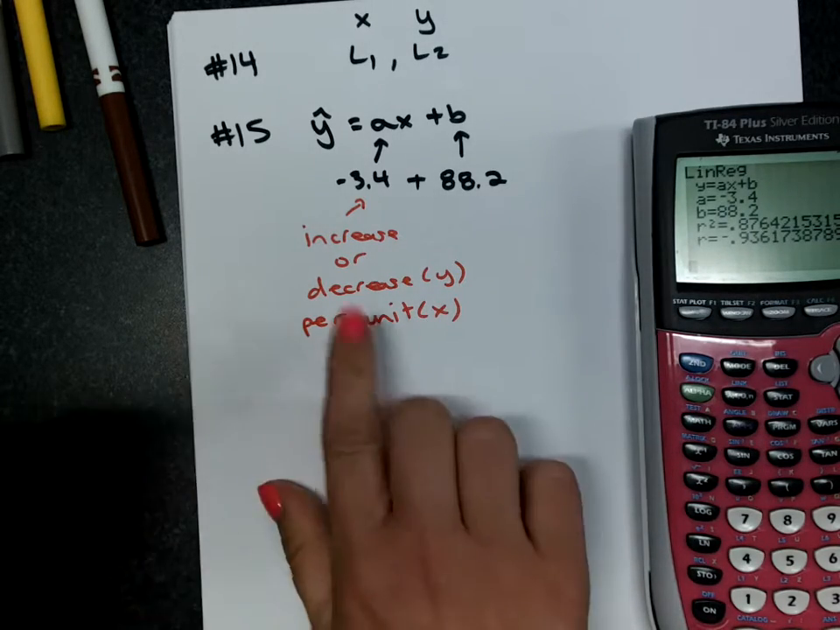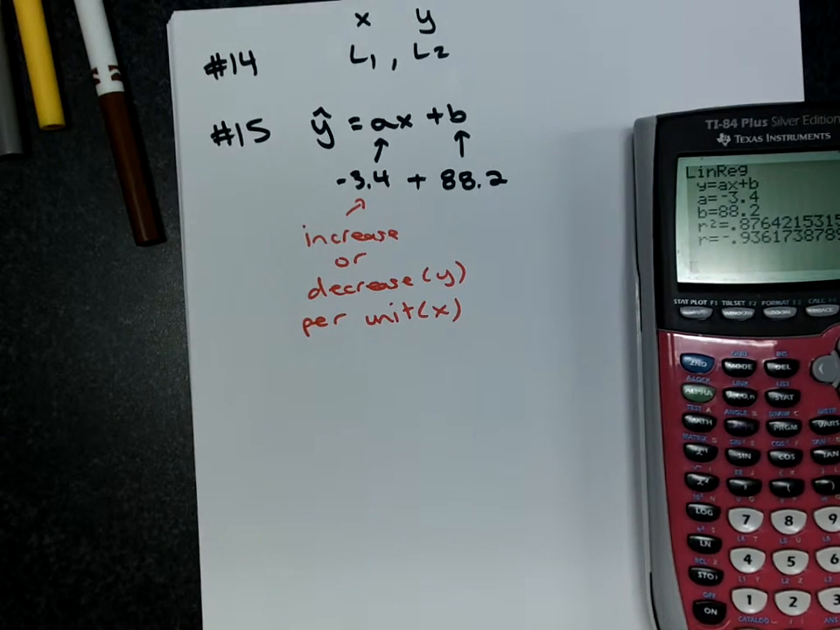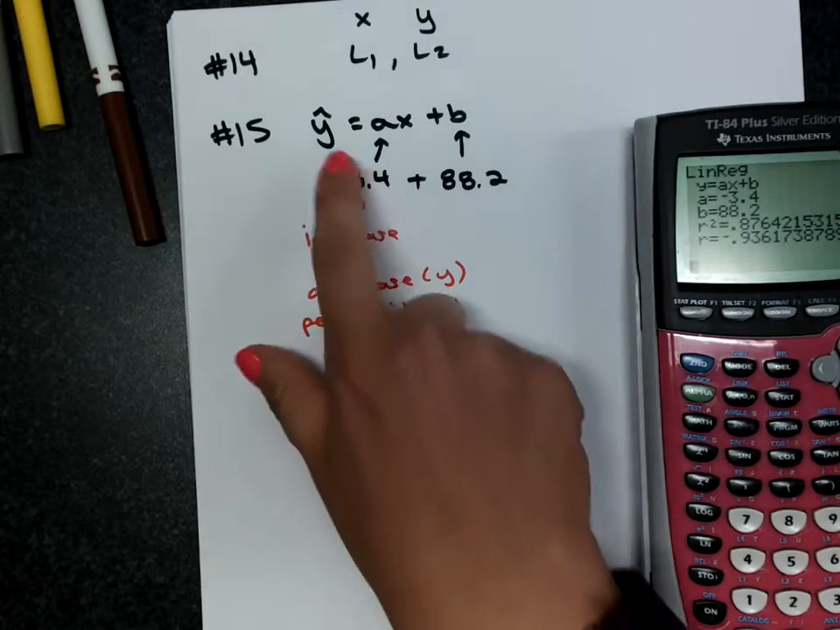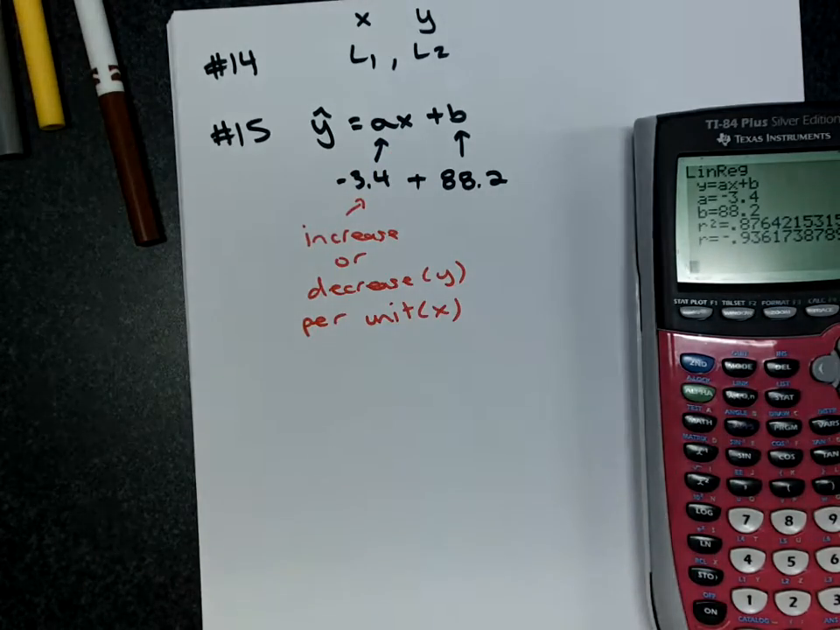And I did go over that in the chapter 4 videos. So for this one, the slope indicates the average change in final exam score for each additional absence. So it's how much the exam score is changing as the number of absences changes.